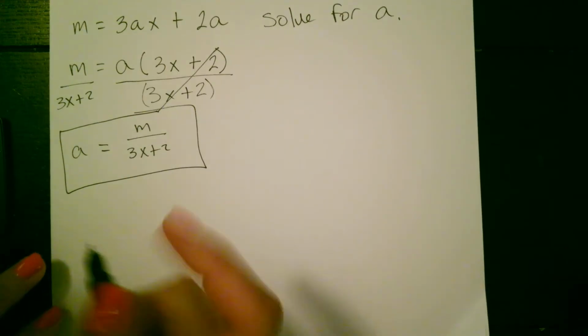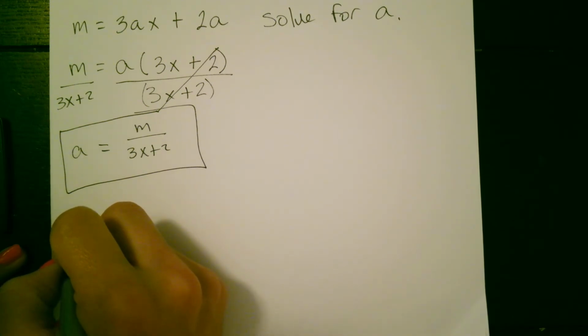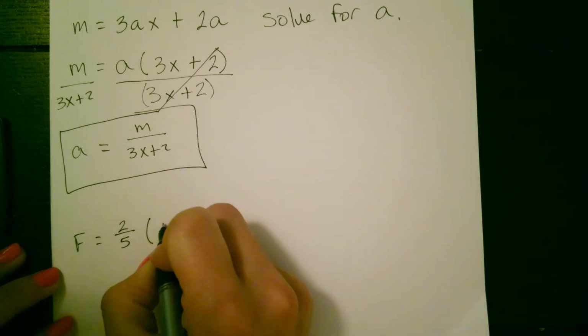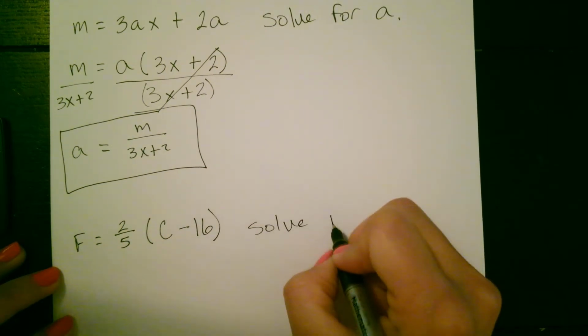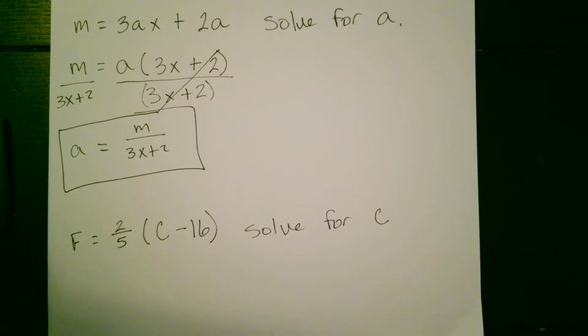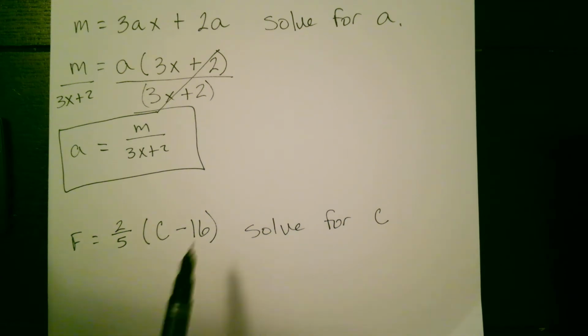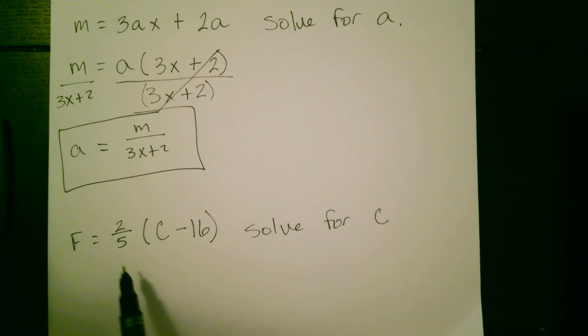So let's try one more. Alright, so let's say I have f equals 2/5 times c minus 16, and I want to solve for c. In this equation, I only have one c, but it is trapped inside these parentheses, so I need to bust it out. So I see that these parentheses are being multiplied by this 2/5.